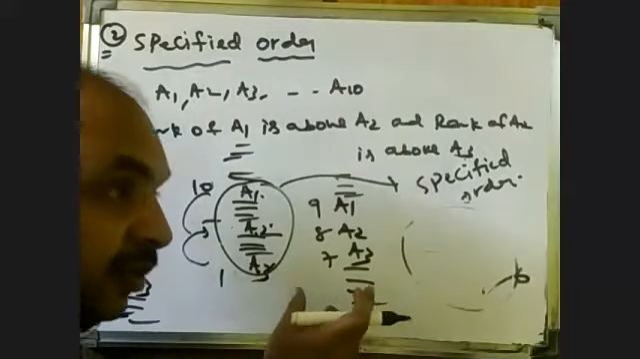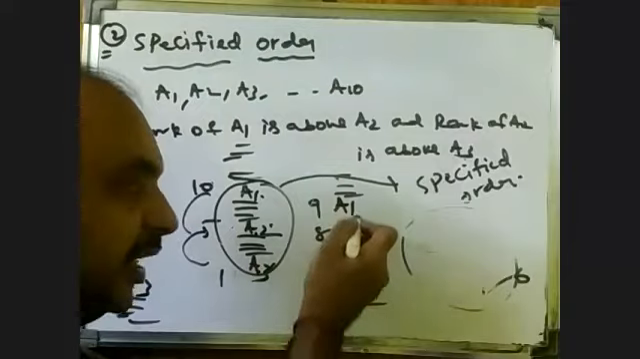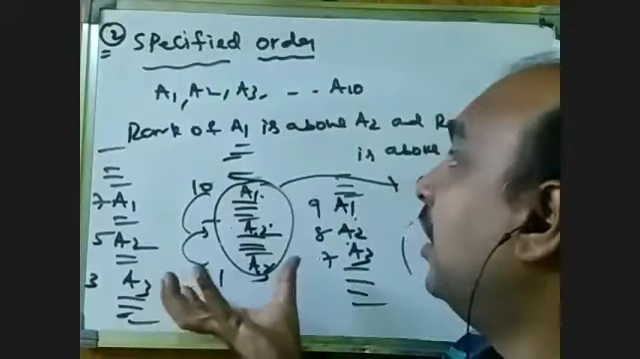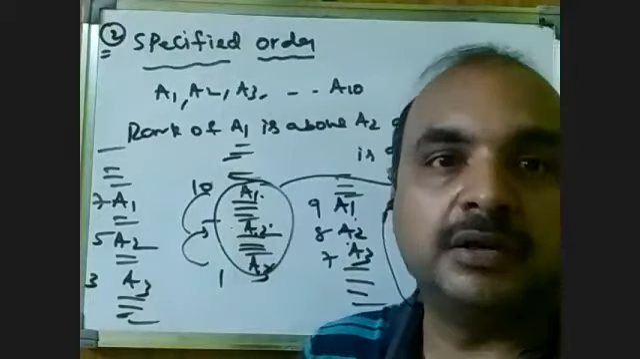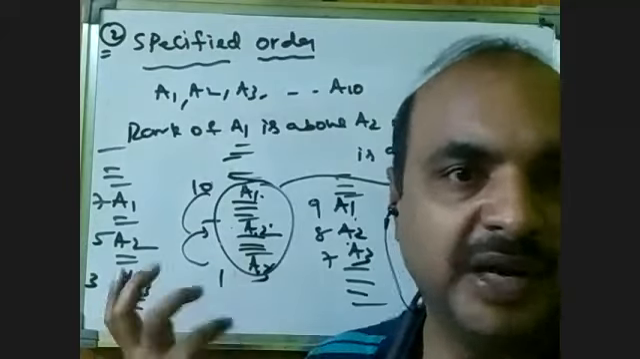In no one of the cases, in any one of the cases, A1 should not be below A2, and A2 should not be below A3. Then such a type of order, we call it a specified order. Specified order means this is my order, I specified. That's all. I specified this order.